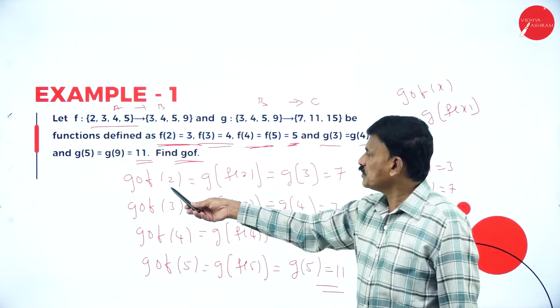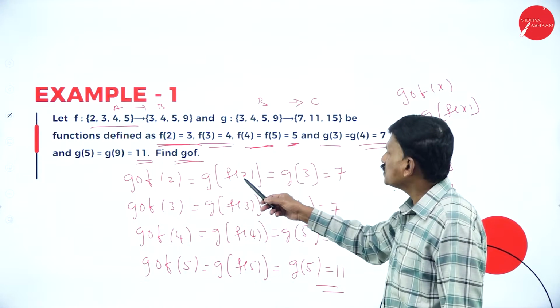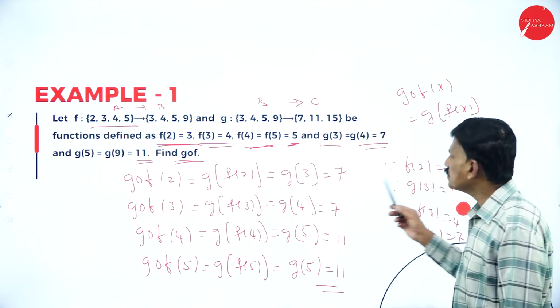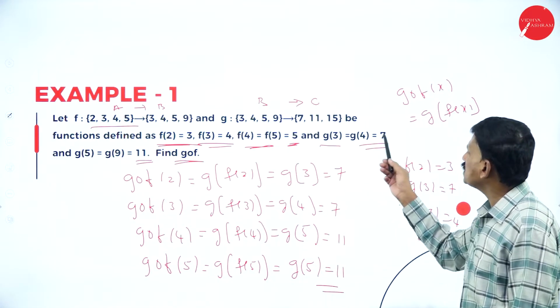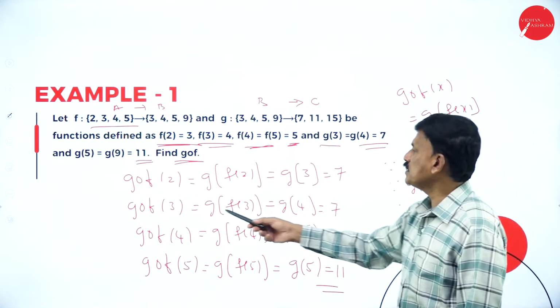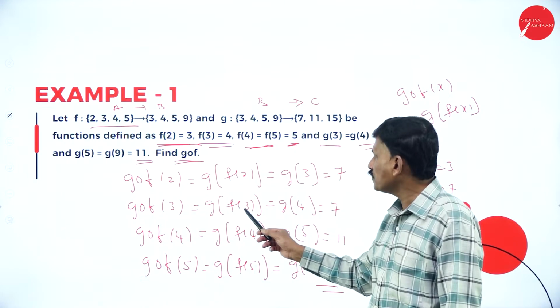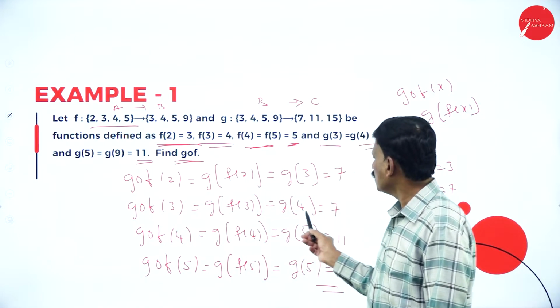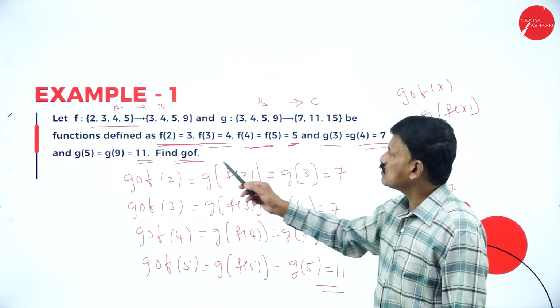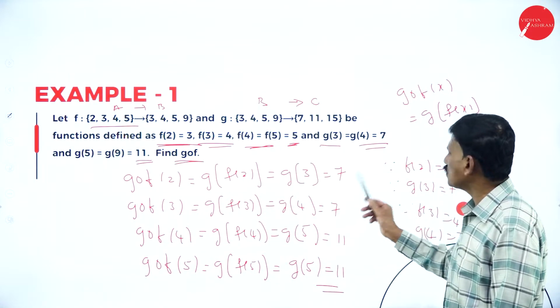See here, g naught f of 2 is g of f of 2. f of 2 is given. What is f of 2? 3. Substitute 3 here, then this becomes g of 3. What is g of 3? g of 3 is given, that is 7. Similarly, g naught f of 3 is equal to g of f of 3. f of 3 is given, it is 4. Then g of 4. g of 4 is equal to 7.